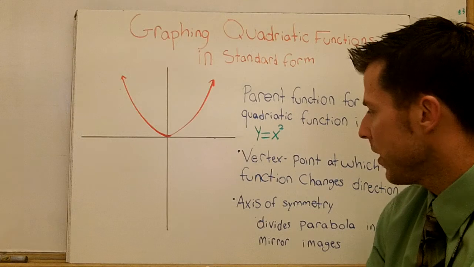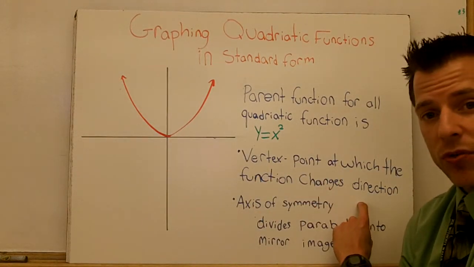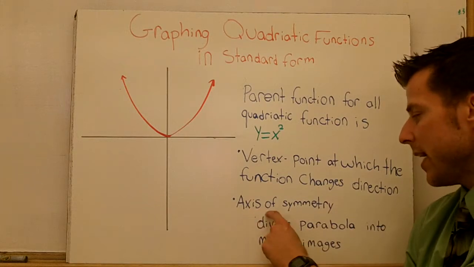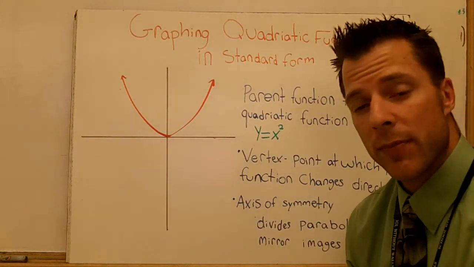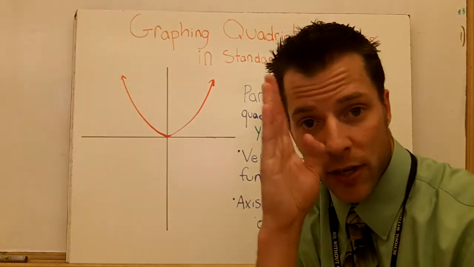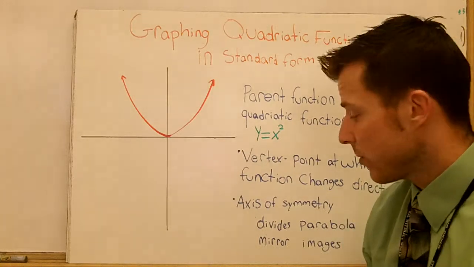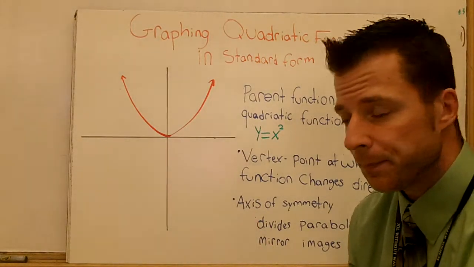So a couple of key things here. The vertex is the point at which the function changes direction, okay? And then the axis of symmetry divides the parabola into mirror images. So if you think about an axis of symmetry, you think of a line going right down the middle of your face. It's a mirror image on both sides. And that's what the axis of symmetry is. And so we're going to talk about that today.